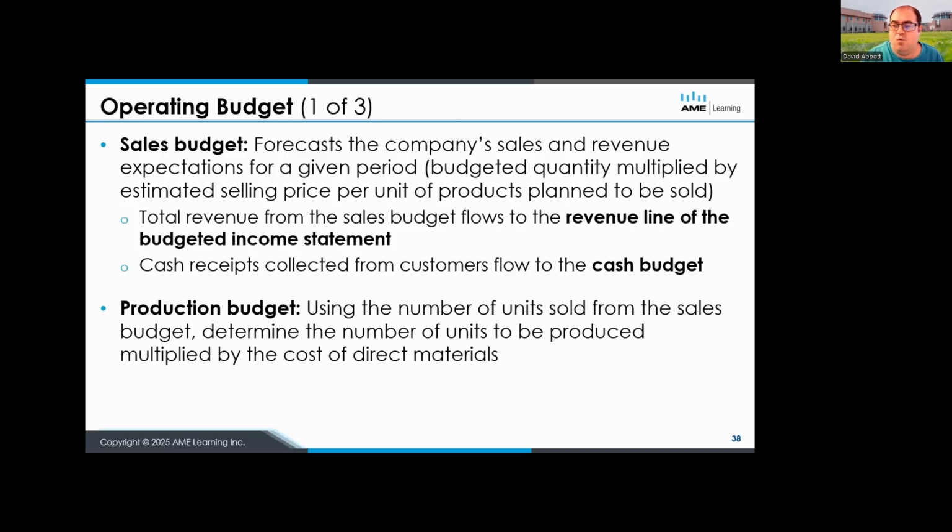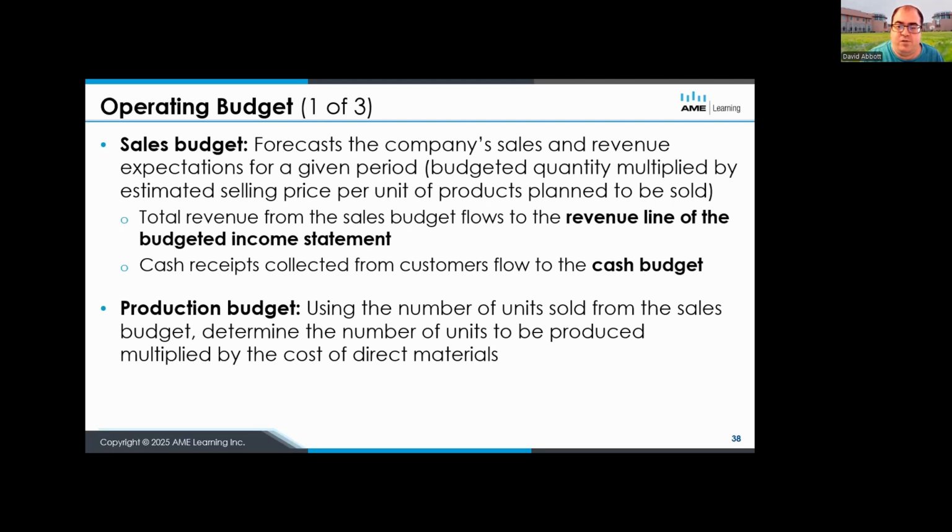It is the budgeted quantity multiplied by the estimated selling price per unit of the products that we're planning to sell. And so the total revenue from the sales budget is going to flow to the revenue line on our budgeted income statement. And our cash receipts that are collected from customers are going to flow to our cash budget.